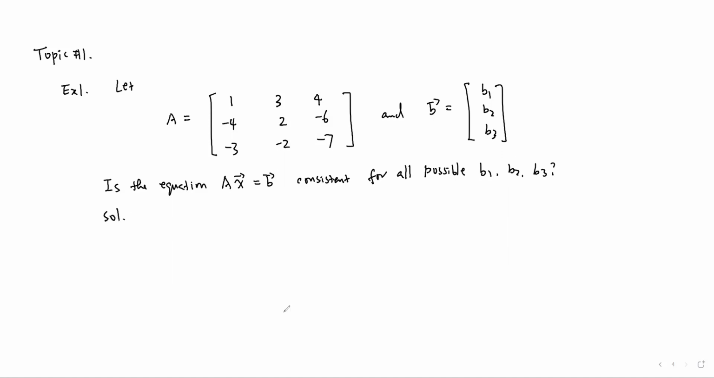Solution. This is a matrix equation. It can be written as a linear system. The equation AX is equal to B is the following linear system, by the formula for a matrix times a vector, the row vector formula.